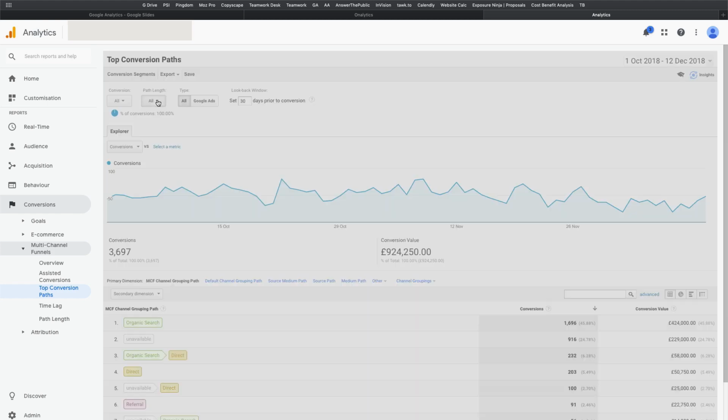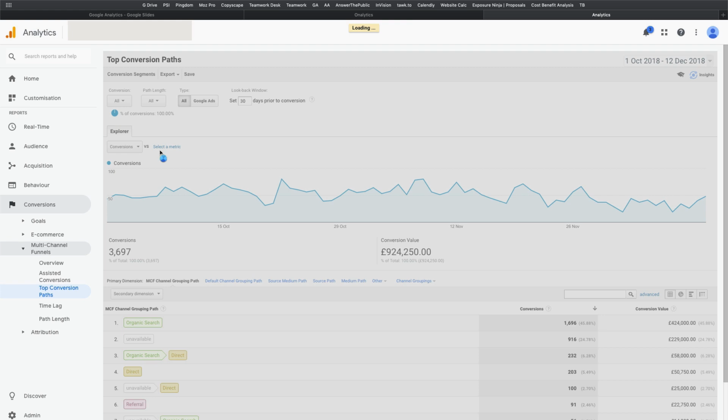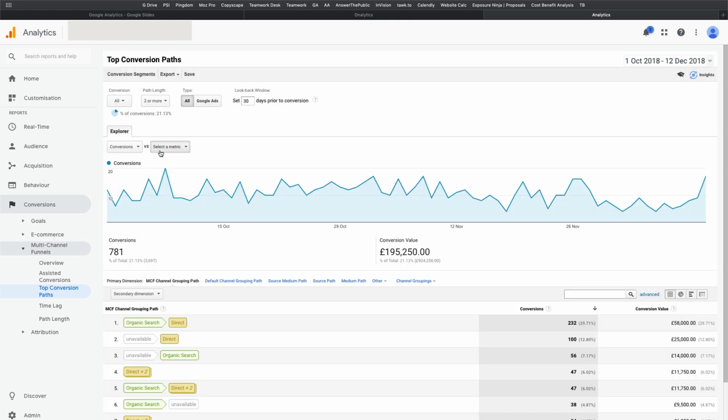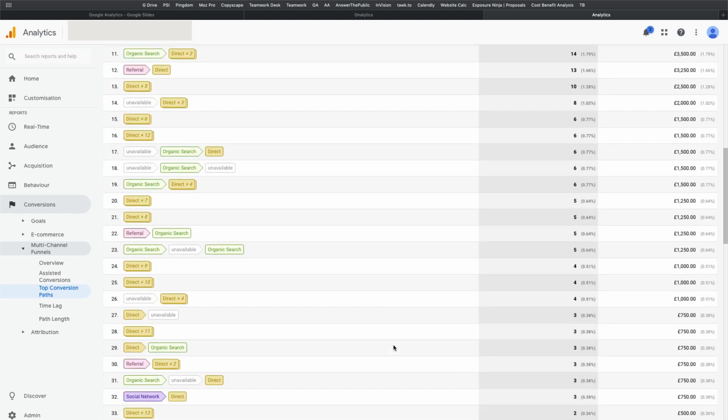If we go to path length and select 2 or more, this is going to show us all of the interactions that have been through to the site at least twice with different channels. So we can see, for example, people who've been to the site direct and then direct again: 47 conversions, 11.5K. People who've been to the site direct 4 times: 17 conversions, 4,200. And we can keep going on this. You'll get all sorts of different combinations.